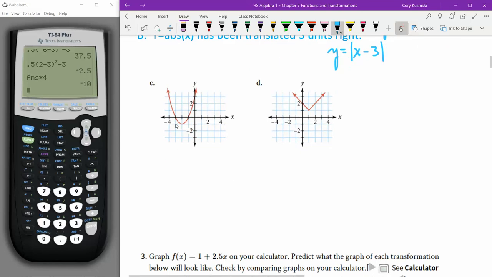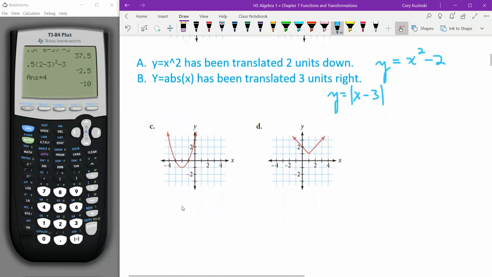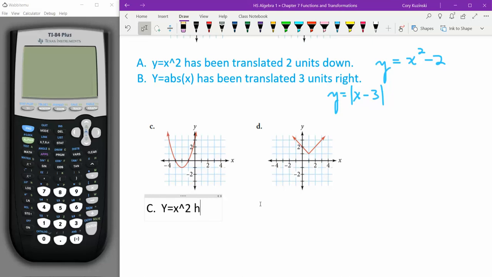A couple more here. Our parent function, y equals x squared, has been translated 2 units left and 1 unit down.